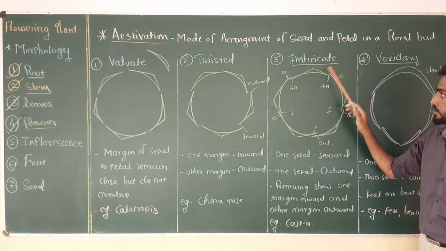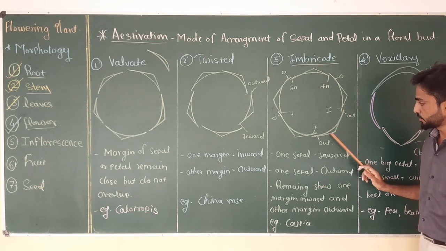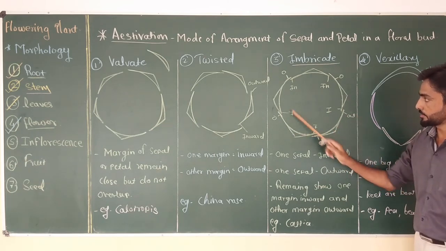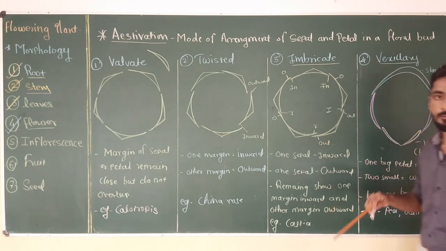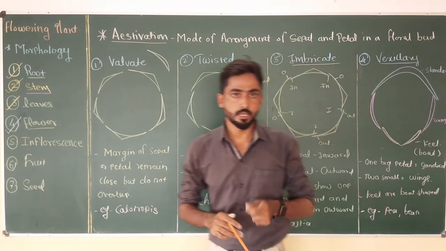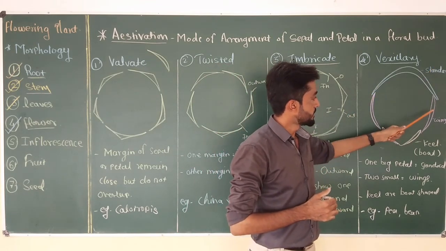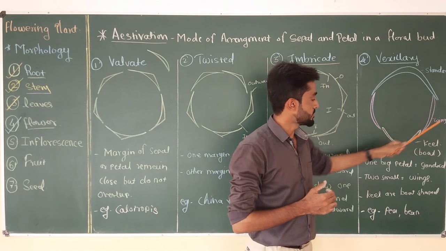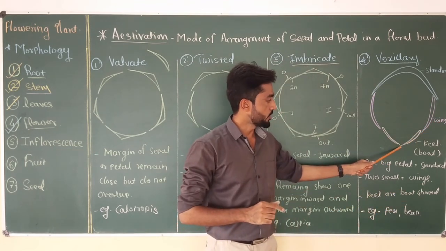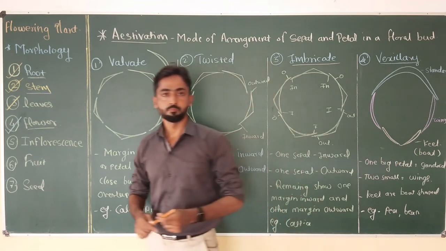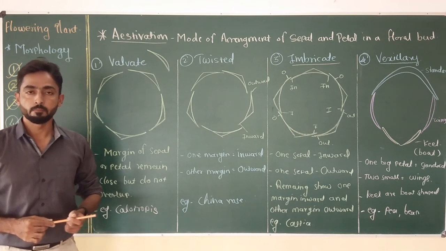In case of imbricate, one of the sepals shows both the margins inward and another sepal shows both the margins outward. All other remaining sepals show twisted type of arrangement. While in case of vexillary, the flower gets a butterfly shape. Okay, and of the petals, one is called standard, then two lateral petals called wings, and keel means the two small petals which are connected to one another that form boat shaped structures. Okay, so this is all about the aestivation which is found in the flowers.